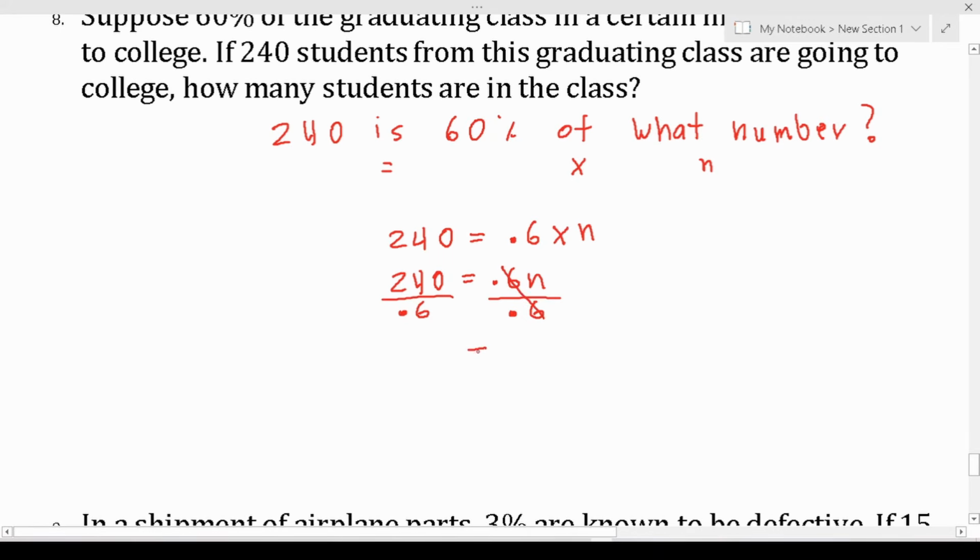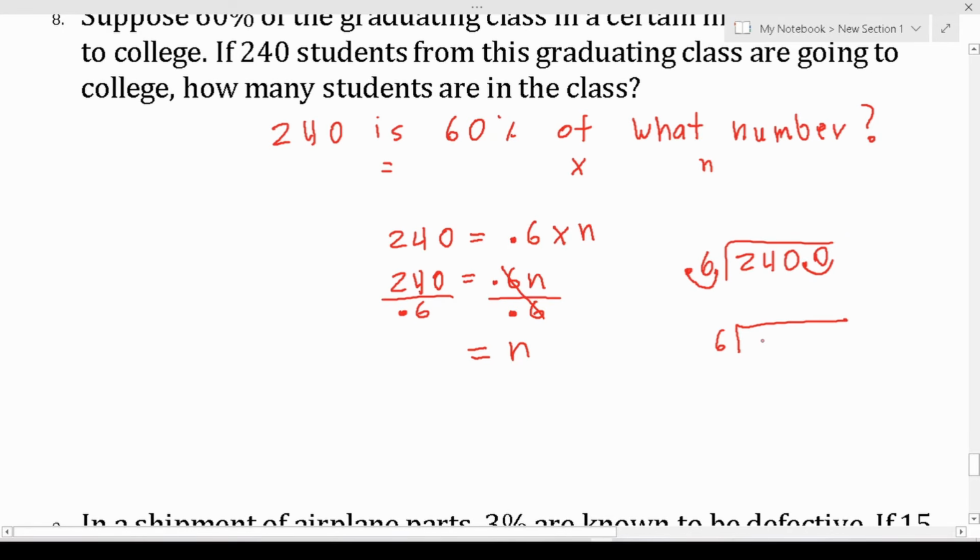This is going to cross out, leaving us with just n over here. And as you can see, we have 240 divided by 0.6, so let's work that out. This is 240 divided by 0.6. Again, as far as doing long division goes, you cannot do it with a decimal if that decimal's outside the division bracket, so we're going to have to shift this decimal one time to make 0.6 just 6. We're going to shift this decimal in 240 a corresponding number of times.